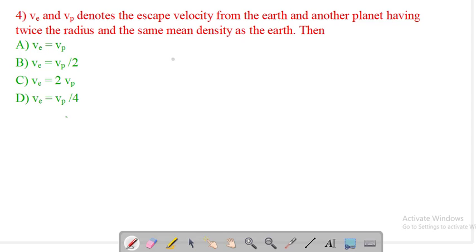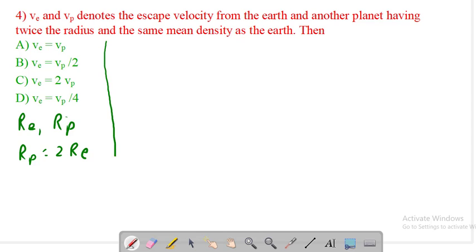Next we come to question number 4. VE and VP denote the escape velocity from the Earth and another planet having twice the radius and same mean density as Earth. So what is the relation amongst the escape velocities if we compare Earth and the other planet? Let RE be the radius of Earth and RP be the radius of that planet. From the given data, RP is twice RE. Rho is the same because it is given that the mean density is the same.